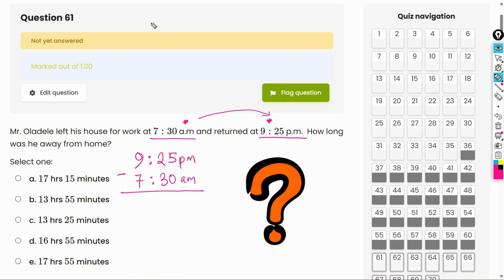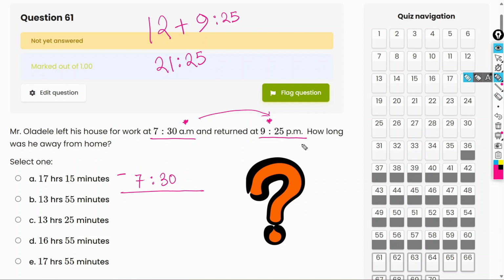That's because when your timer counts to 12, instead of going to 13, it goes back to 1 and starts counting from there. But when you're counting in hours, you just add 12 to whatever you had once it's in PM. So 9:25 p.m. is the same thing as 12 hours plus 9 hours, 25 minutes. So 12 plus 9 is 21. So we can change this to 21:25 hours.